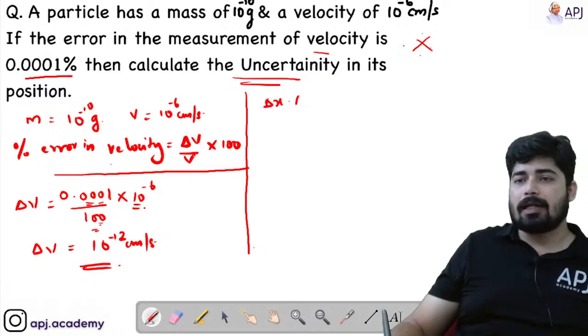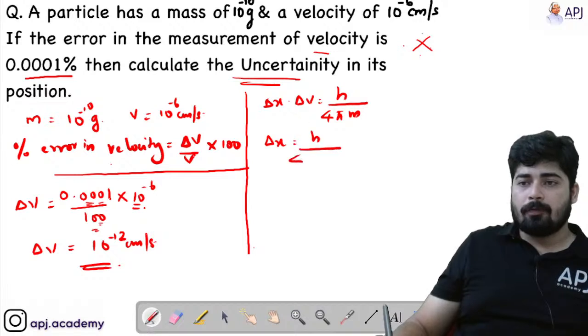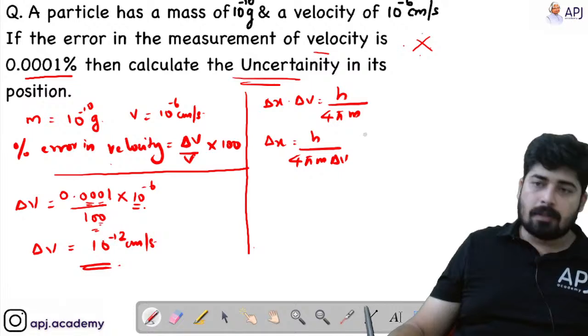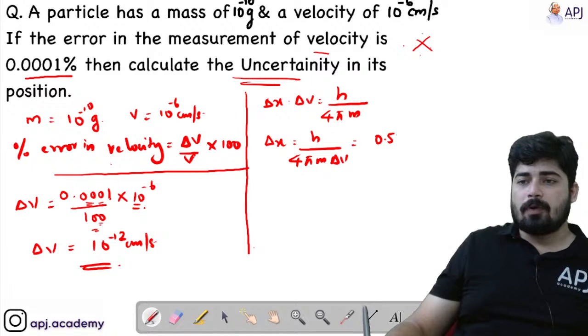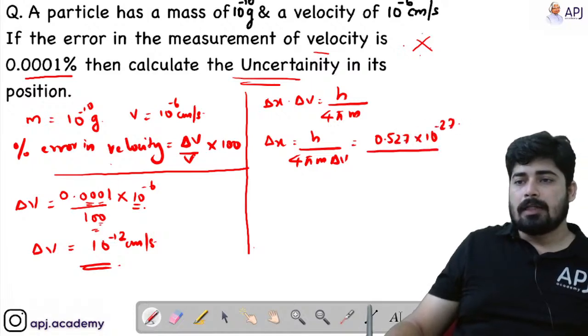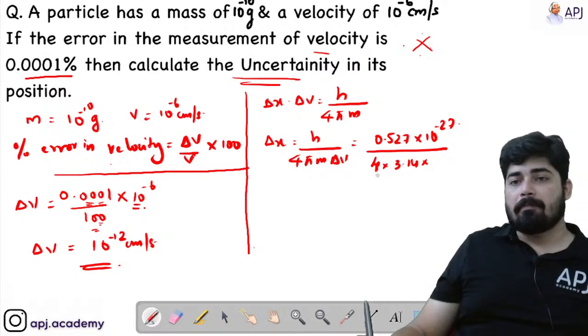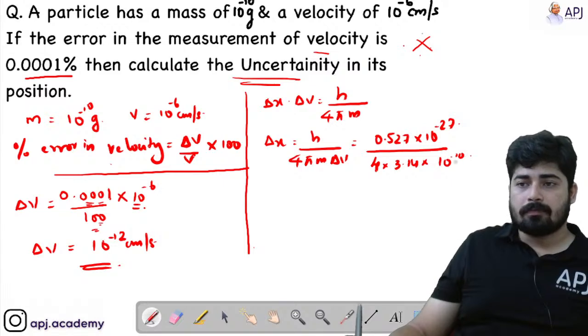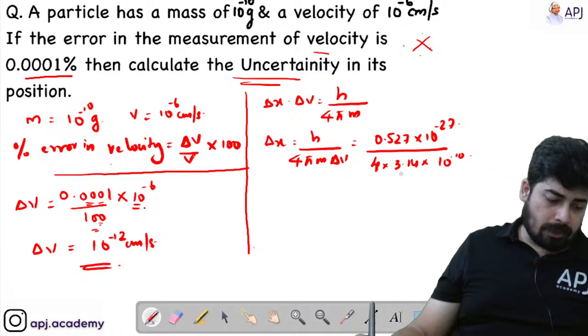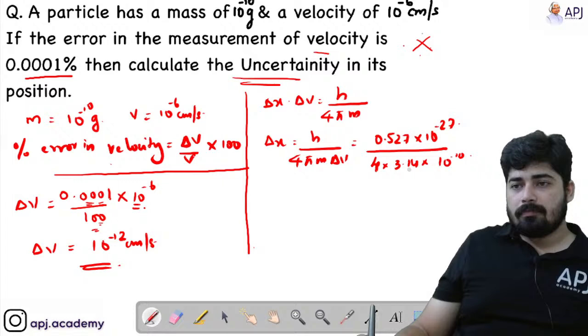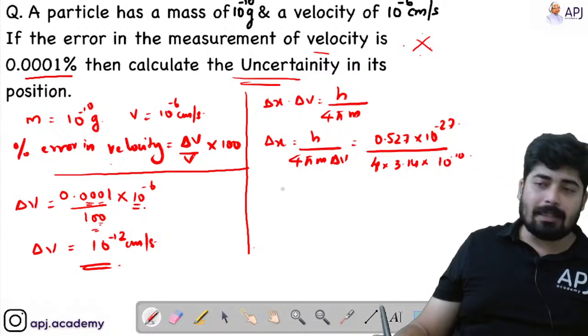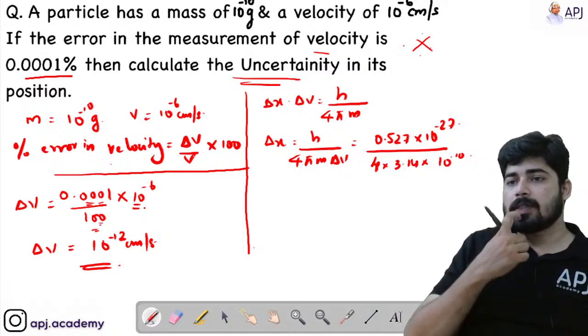So write the equation: delta x into delta V equals h by 4 pi m. So delta x is equal to h by 4 pi m delta V. h value, I have already told you, is 6.62 into 10 raised to minus 27, divided by 4 into 3.14 into m. The mass is given as 10 raised to minus 10. Now you can calculate this. 4 into 3.14 is 4 pi, m into delta V.